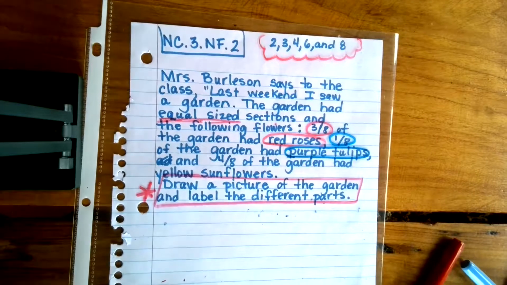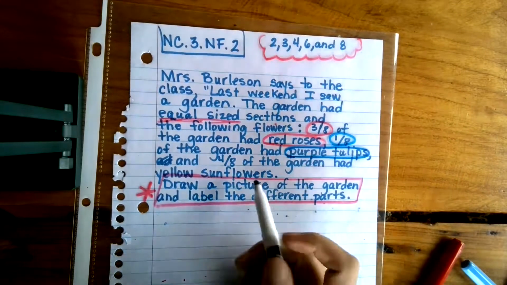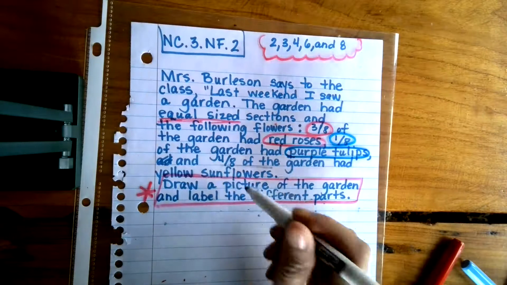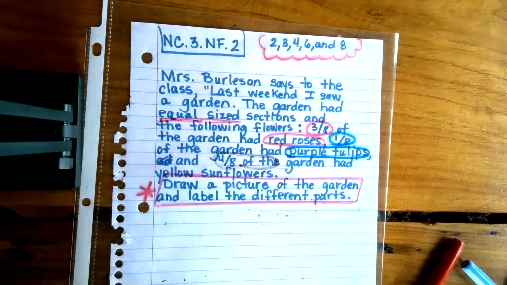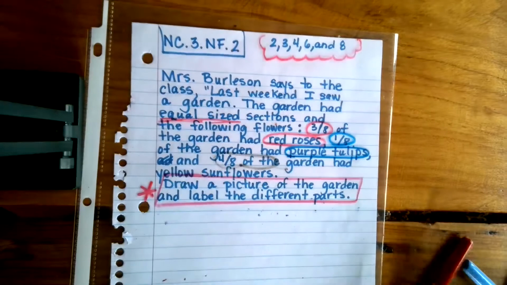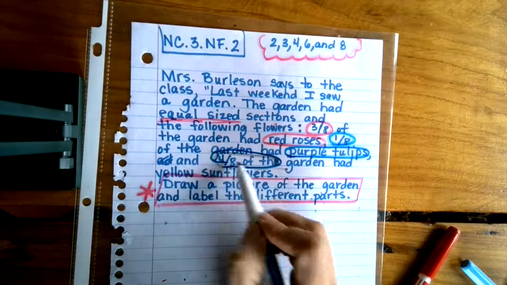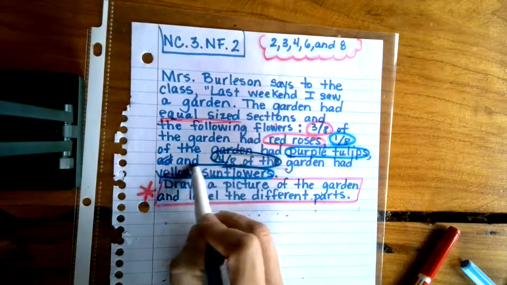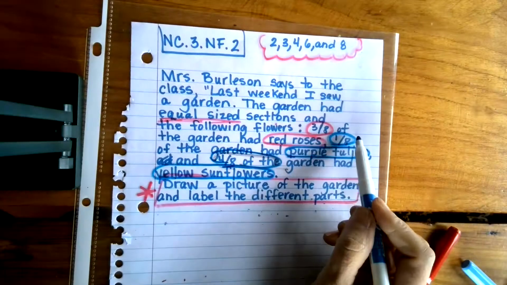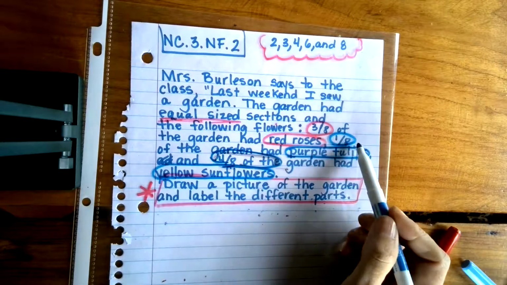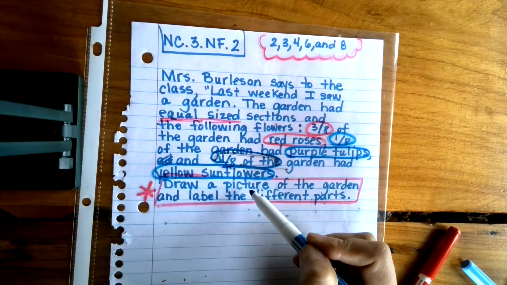And what else do we have? Is that all of my data? And 4/8 of the garden, since one did, let's just use this. 4/8 of the garden had yellow sunflowers. Okay. So 3/8 were red roses, 1/8 were purple tulips, and 4/8 were yellow sunflowers.